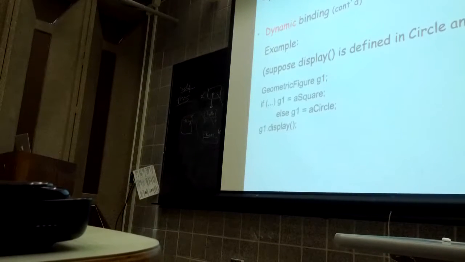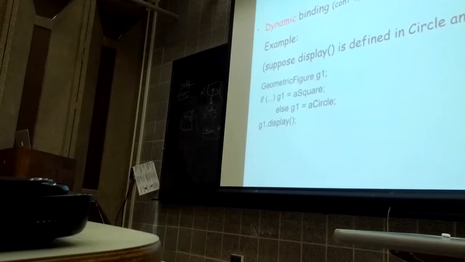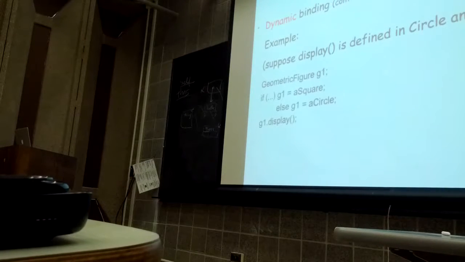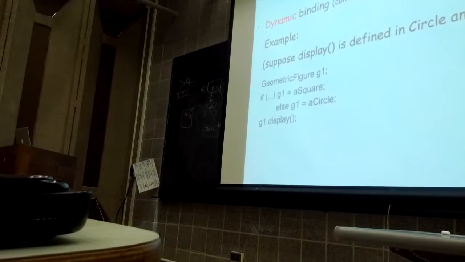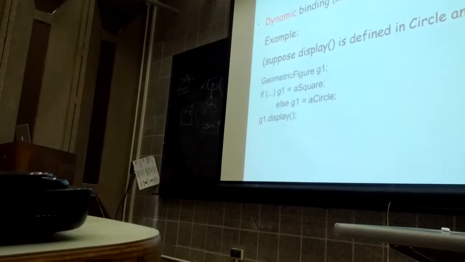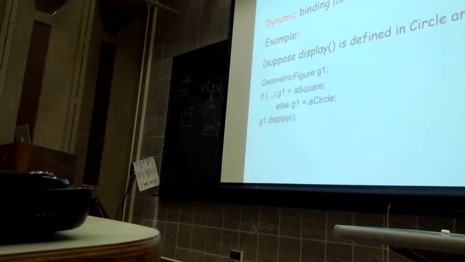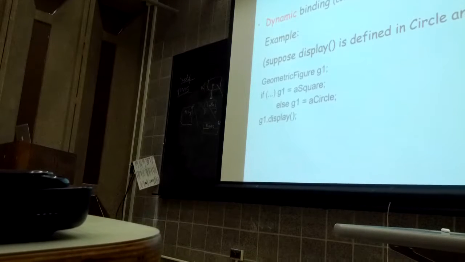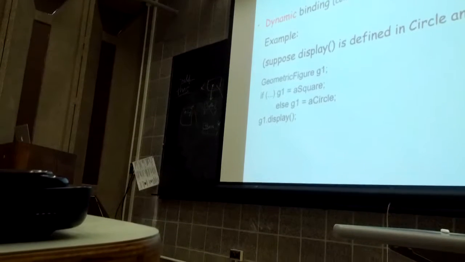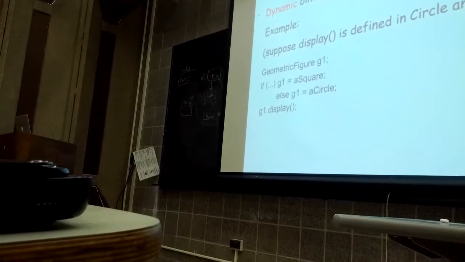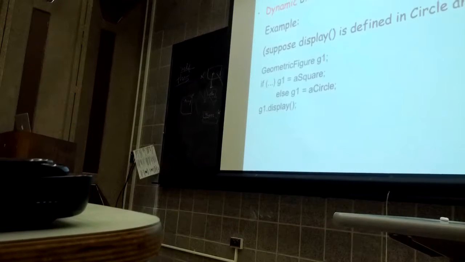And this class has many subclasses, two of which are of interest. They're called circle and square. Okay? All right, so that's our inheritance hierarchy. We define the class called geometric figure, and then we define the subclass called circle, and then we define the subclass called square.